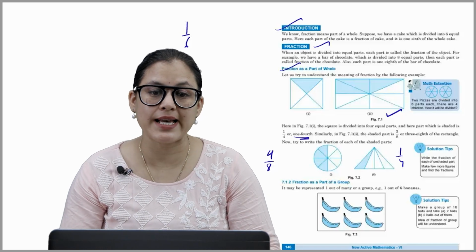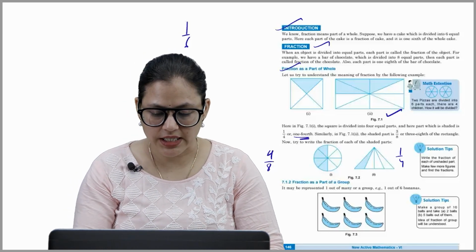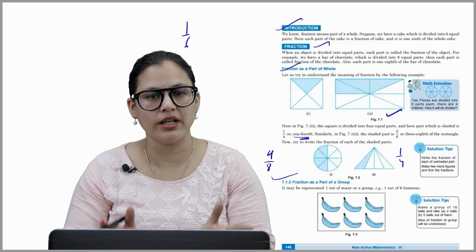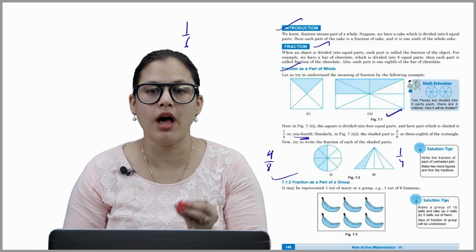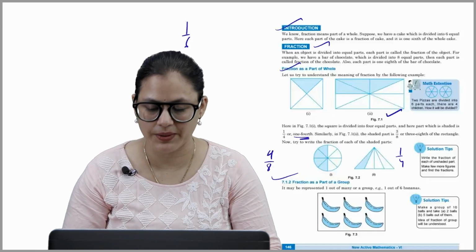7.1.2. Fraction as a part of a group. It may be represented as 1 out of many in a group. Example, 1 out of 6 bananas. Okay?